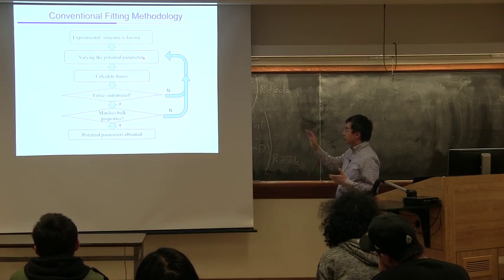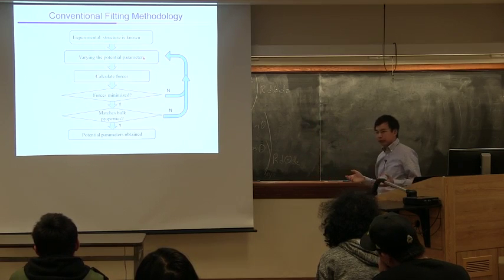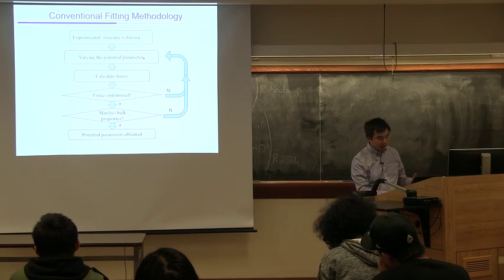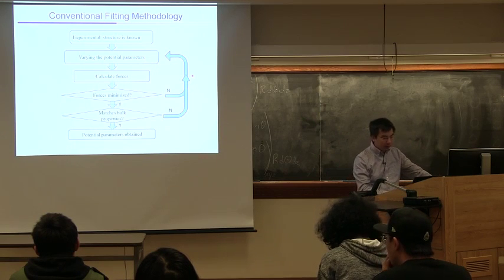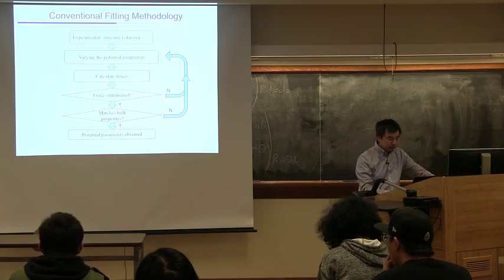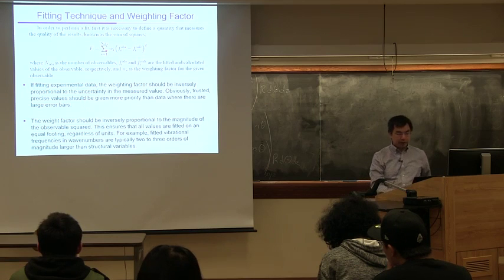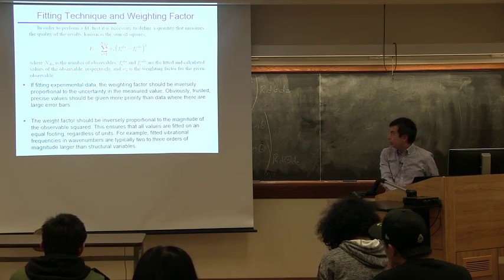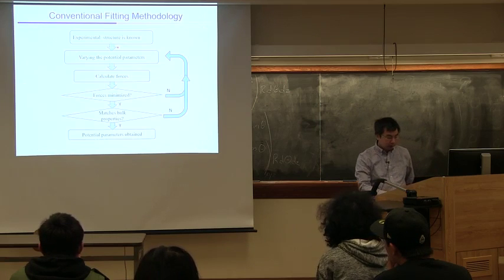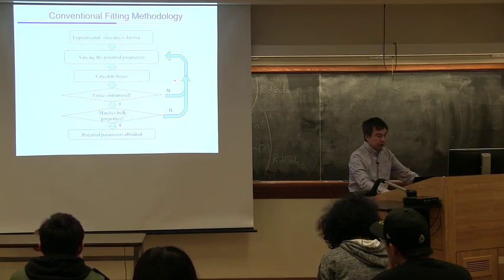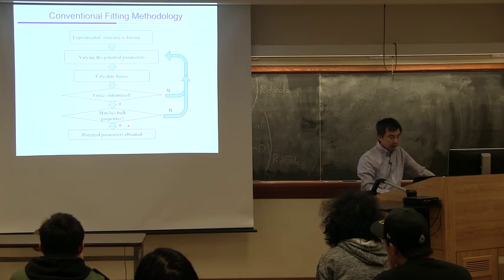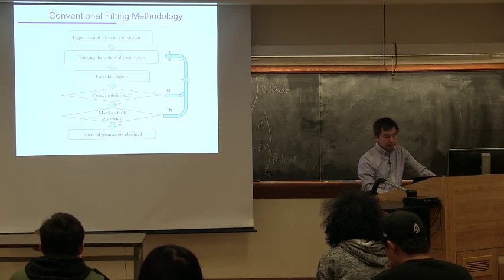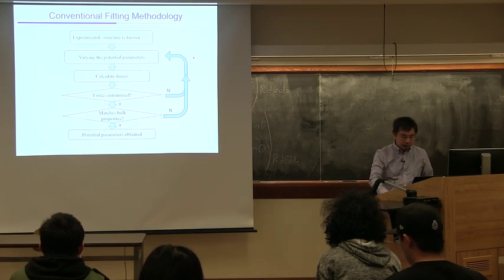Similarly, this loop should be done for other observables. And after all of the observables have values similar to the experimental data, of course judged by this f function, then we consider the system to have reached convergence, and we have developed a successful classical potential, right? This is the conventional way.